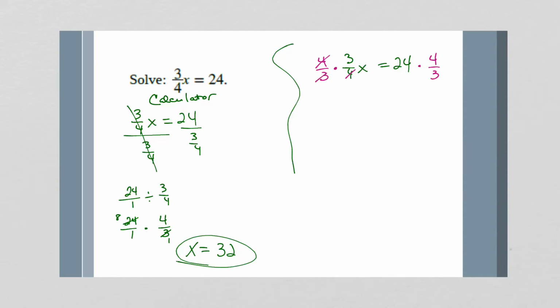The 4's cancel there, the 3's cancel there. So you're left with x is equal to, 3 will go into that, 8 times 4 is 32. So I just feel like the way on the right, this way, is a little bit quicker. But again, if you're using a calculator, it really doesn't matter.